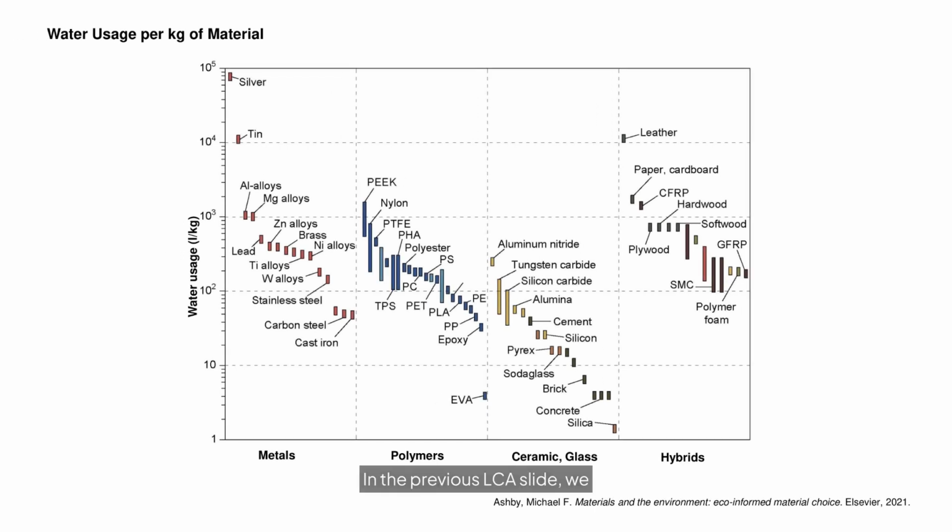In the previous LCA slide, we discussed that producing any material requires water input. Water usage is the amount of water required to produce 1 kilogram of material. This slide illustrates water usage measured in liters per kilogram of material.